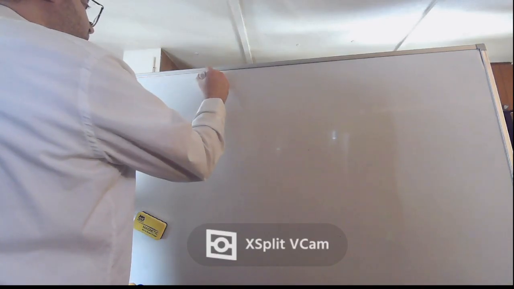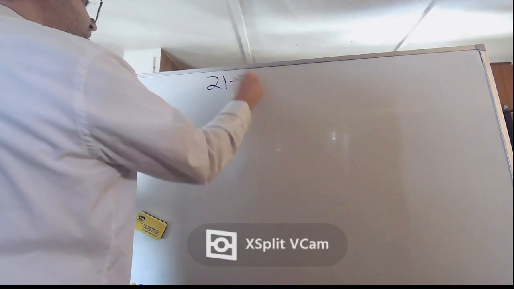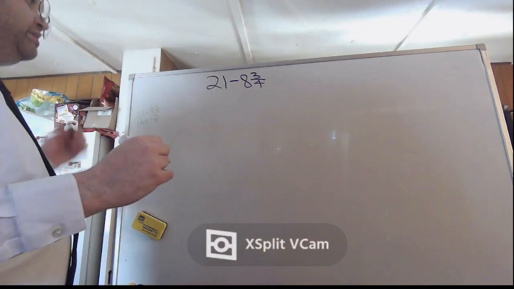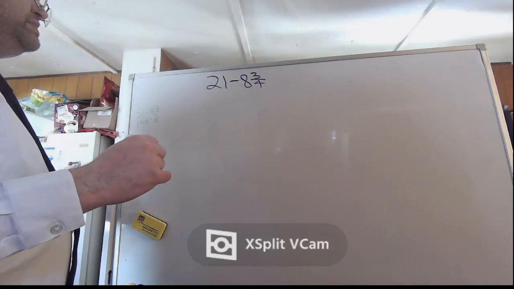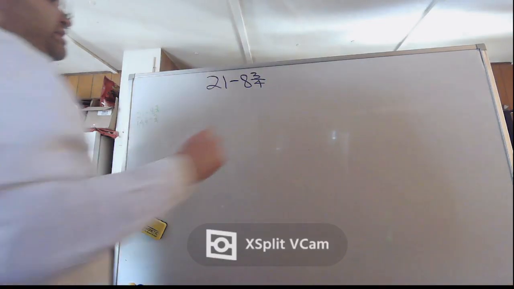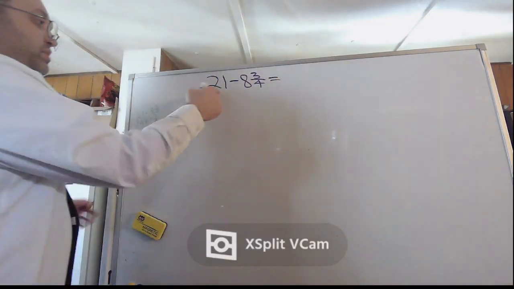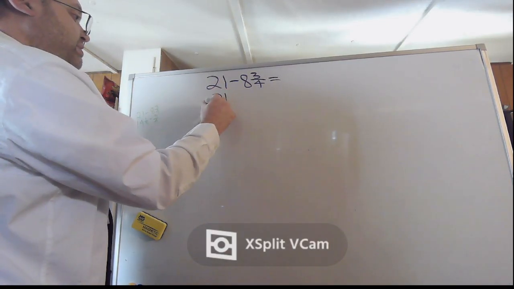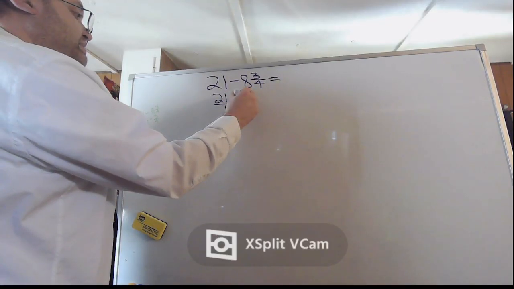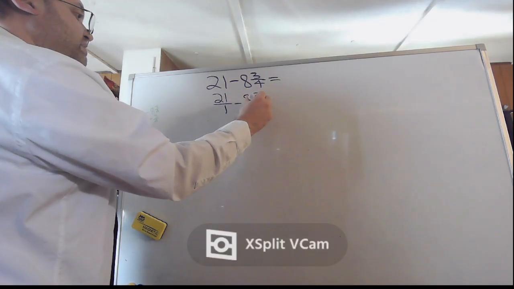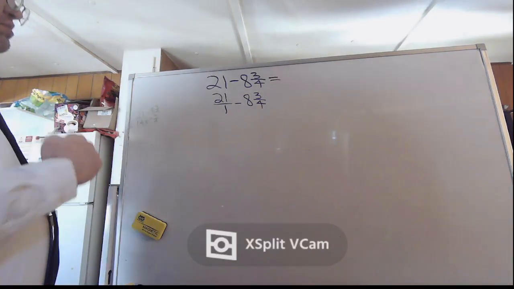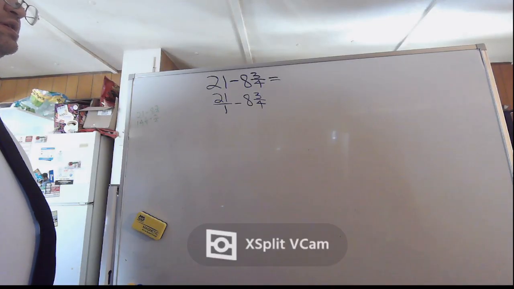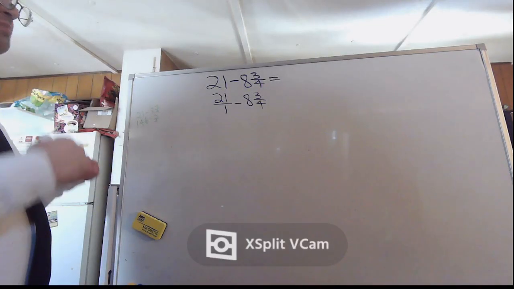Alright, interesting one here. We have 21 minus 8 3/4. Well, this one here, if you remember, the 21 has a default denominator of 1. So we can write that as 21 over 1 minus 8 3/4. So we have 21 over 1 as an improper fraction already. Now we need to convert that 8 3/4 into an improper fraction.